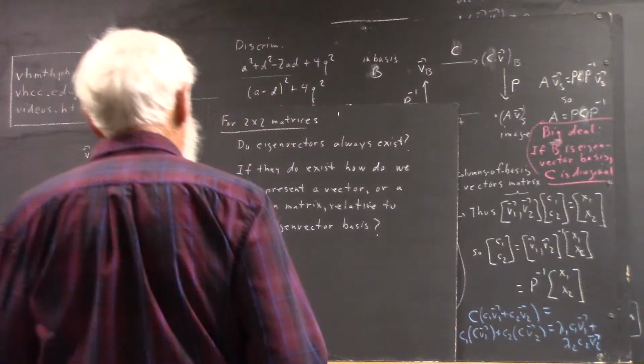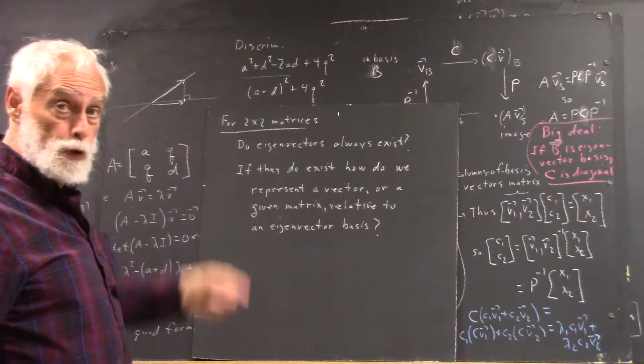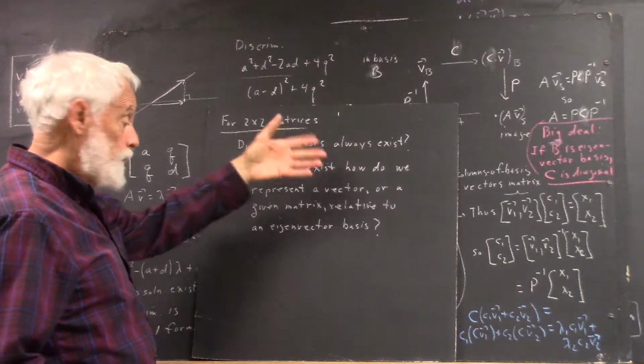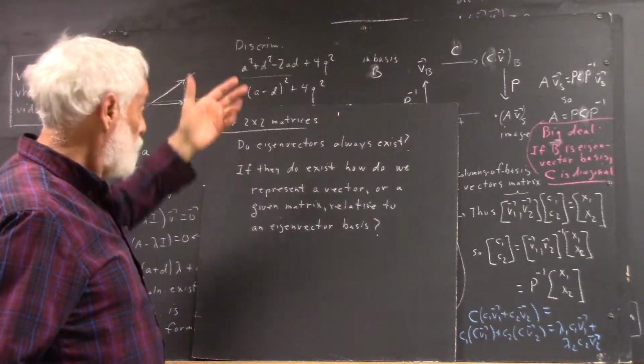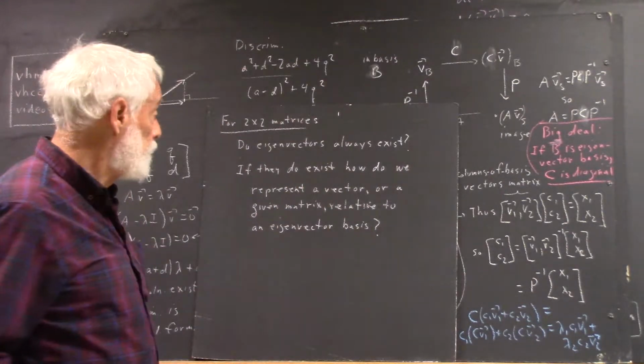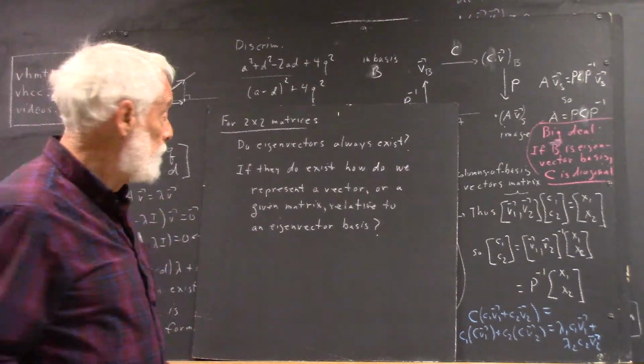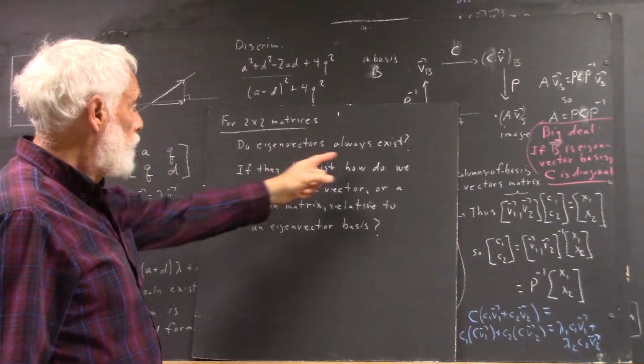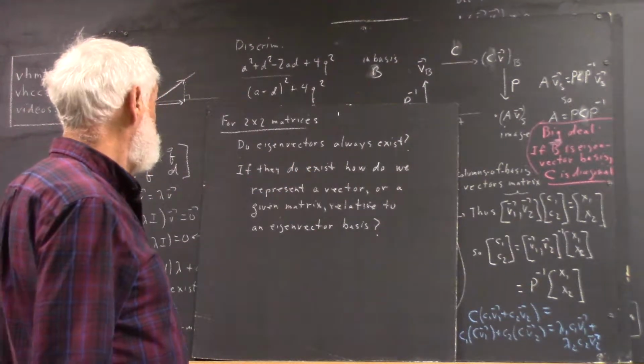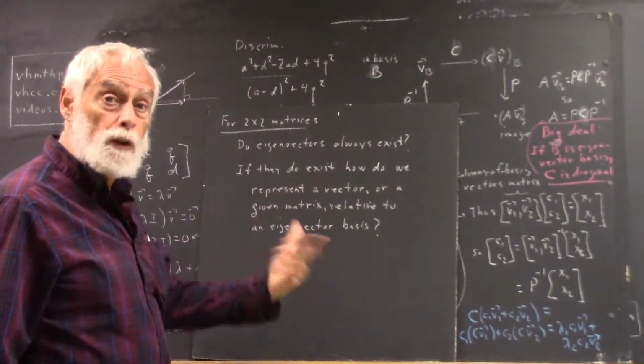Okay, we want to answer some questions just about 2 by 2 matrices, because we can generalize the results we get for 2 by 2 matrices into higher dimensions, and our procedures are very similar. Question: do eigenvectors always exist? Okay, well, it's going to turn out they don't always exist.